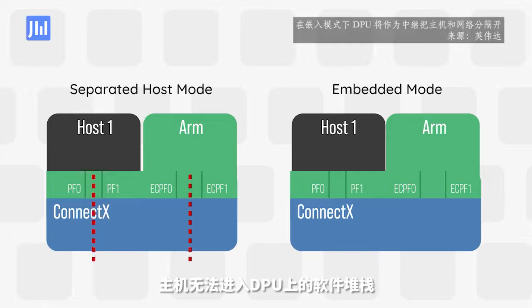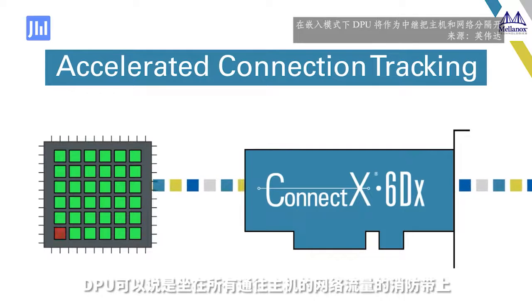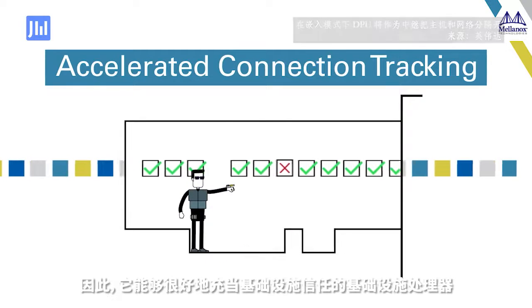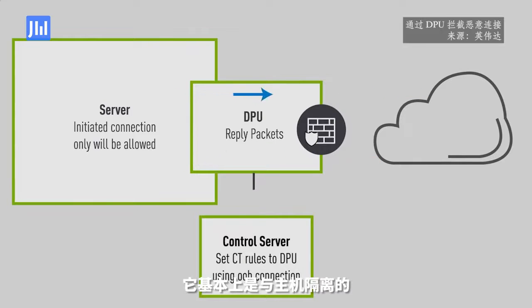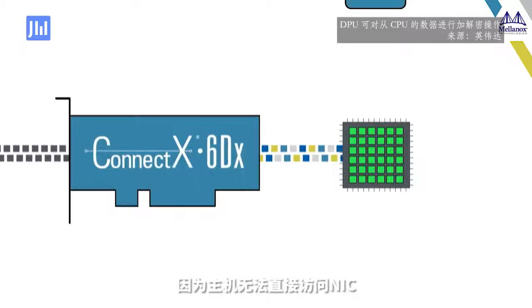The host cannot break into the software stack on the DPU, and the DPU is sitting pretty much on the firehose of all the network traffic to the host. So it is really positioned well to serve as an infrastructure processor that is trusted by the infrastructure and that is isolated from the host. And again, there is this term air-gapped, right? Because there's no direct access from the host to the NIC.